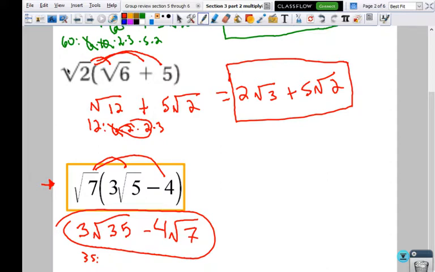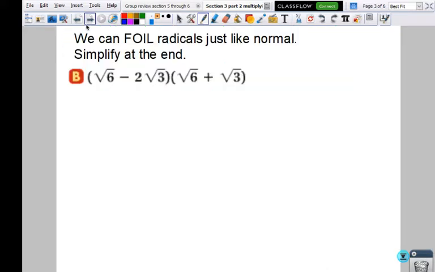Alright, so we distributed and we are also going to be foiling. Remember FOIL? Anybody remember what it stands for? First, inside, outside, last. Front, outside. Although usually I do outside then inside, but that's fine. Okay, so we are going to FOIL these two things together, and then we're going to simplify at the end. So I'm going to FOIL, so first, outside, inside, and then last.